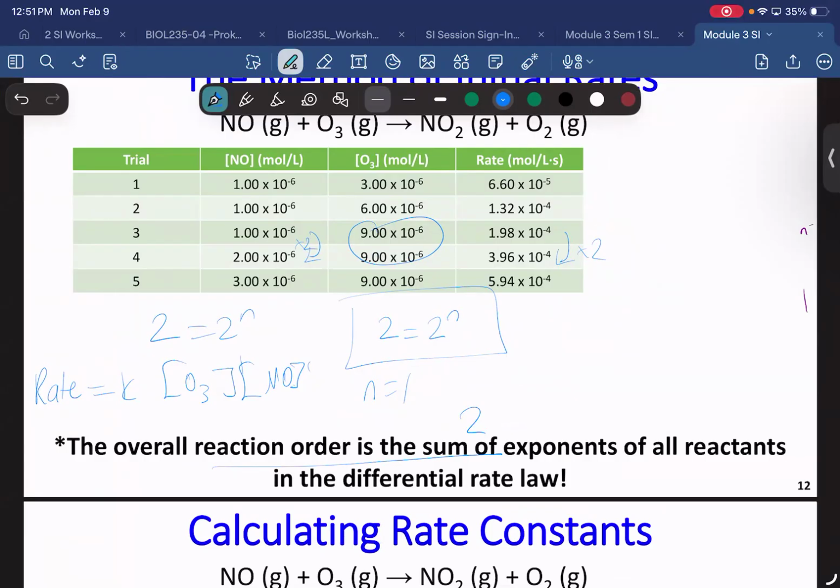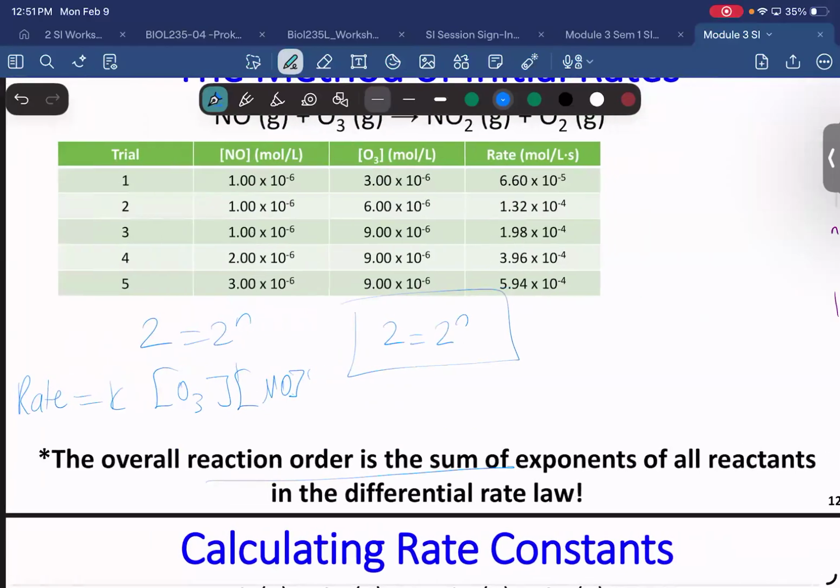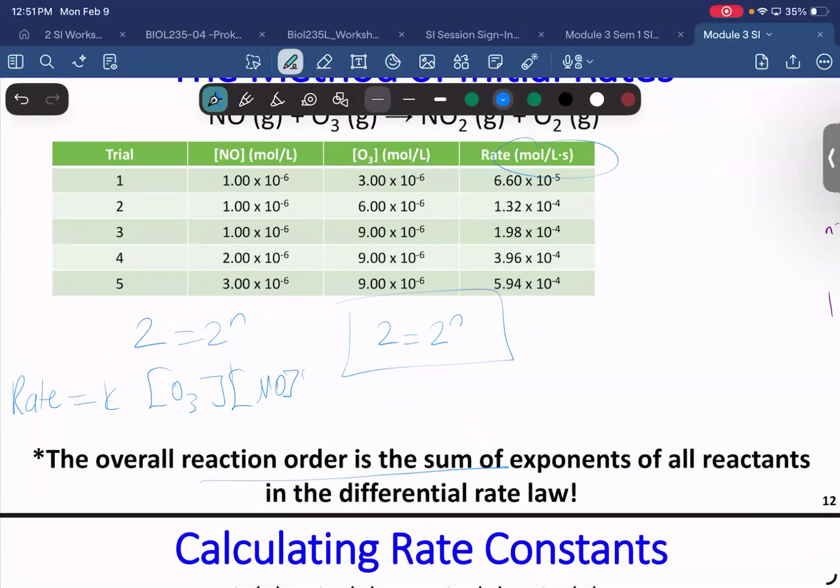One other thing that we talked about in class is determining the units for k. There are a couple things we can do. When determining the units for k, we can look at the rate units. The rate is moles over liters times seconds. And on the concentration side, there are two concentrations, so there's moles per liter and moles per liter, and then there's a k value.